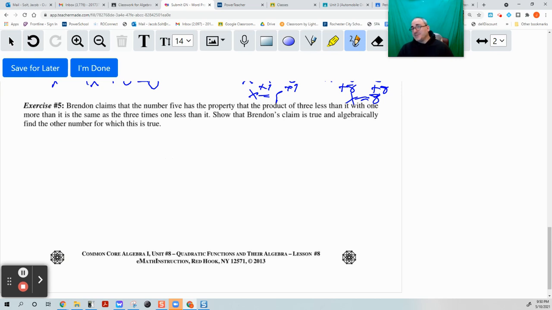There's two numbers? There's going to be two numbers this is true for? I don't want to find both numbers. But that's all right. It'll be a quadratic, so we'll find both numbers. It's fine. We can do it. Okay. Brendan claims that the number 5, okay. Let's just think about this algebraically for a second here.